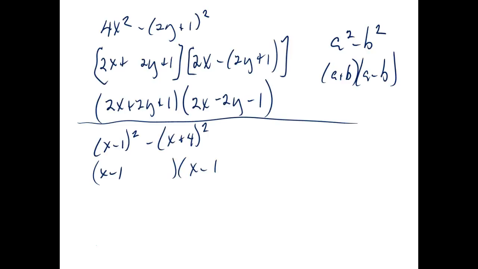I was thinking about factoring out an x minus 1 squared. Okay, x minus 1 squared is x minus 1 times x minus 1. Not x plus 1. Right? Yeah. Okay. Good thought. What goes next?